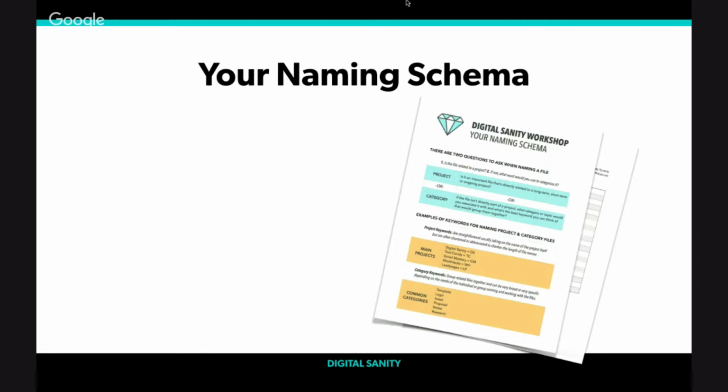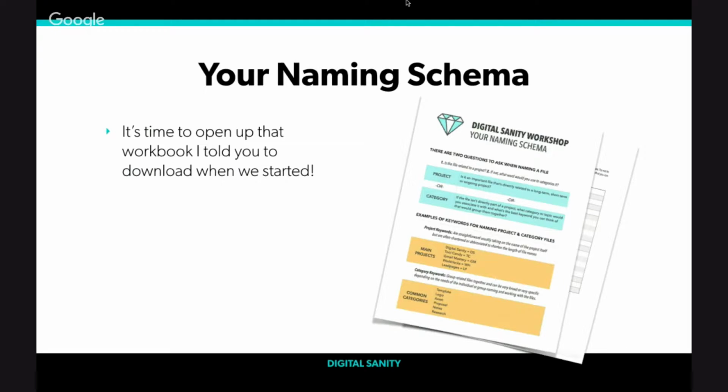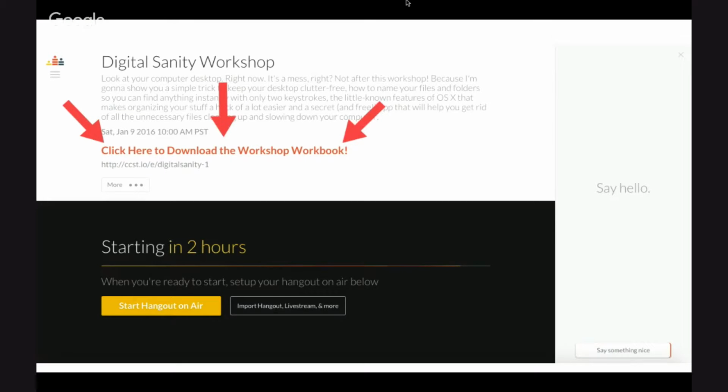So you are going to need your workbook. If you haven't downloaded it, you can get it right now by, again, scrolling all the way to the top on the left-hand side. You'll see the link to the workbook, and you should be able to download it right from Google Drive.